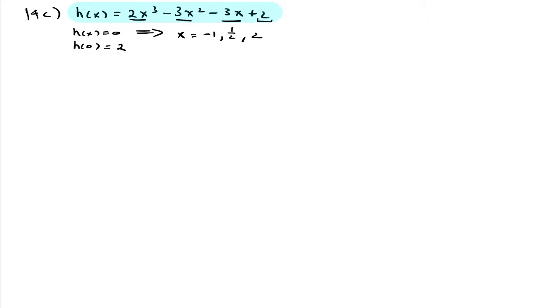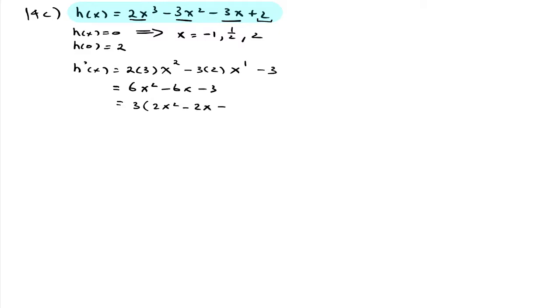All right. Now, let's do the first derivative to find the critical values. So h prime of x is just equal to 2 times 3, right? Drop the power. And then we have x to the power of 3 minus 1, so we get 2. Minus 3 times drop the power, and then x to the power of 2 minus 1, which is 1. And then we get minus 3, and then the constant disappears. Now, if I simplify this a little bit, I can see that this is equal to 6x squared minus 6x minus 3. I can factor a 3 out to get 2x squared minus 2x minus 1.